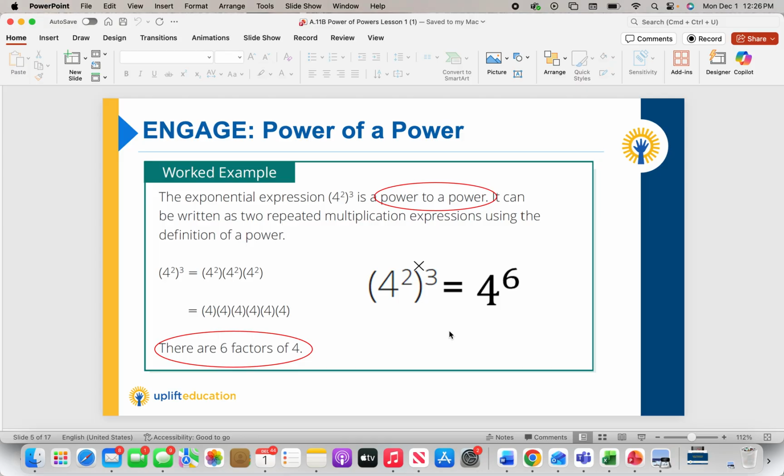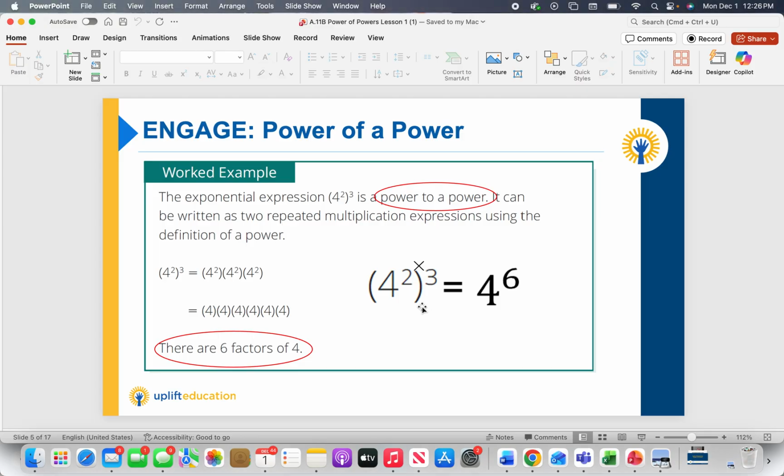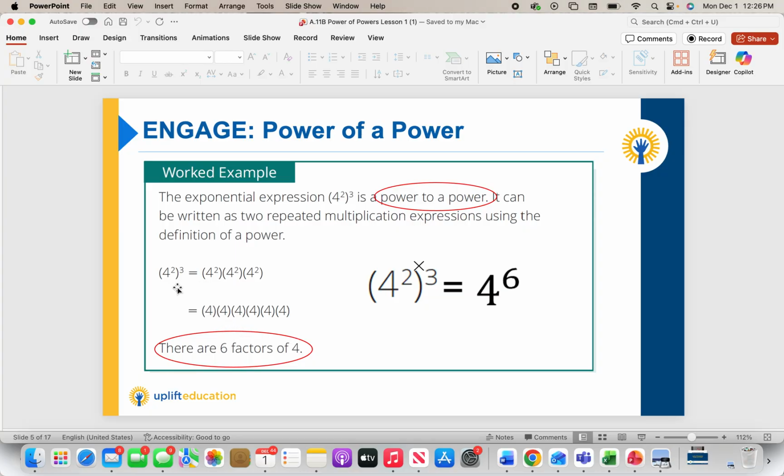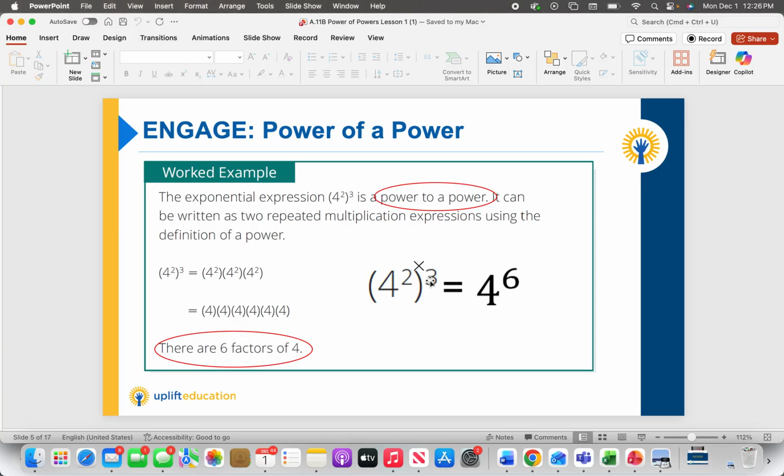Alright, so let's look at what a power of a power is. A power of a power is where our exponents will be multiplying against each other. So it can be used as two repeated multiplication expressions just as below. Okay, so 4 to the third power, all to the second power, is the same thing as saying 4 to the 2 times 3, which is 4 to the sixth power. Or 4 times 4 times 4 times 4 times 4 times 4.